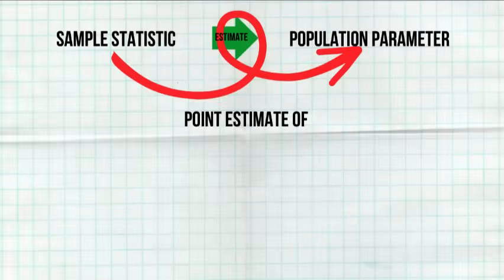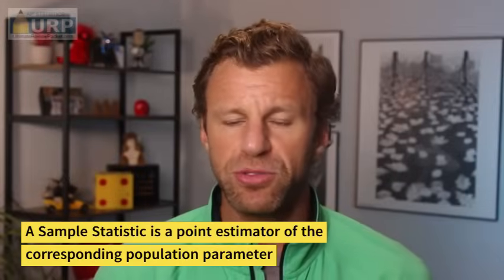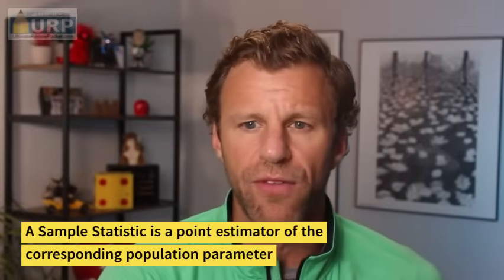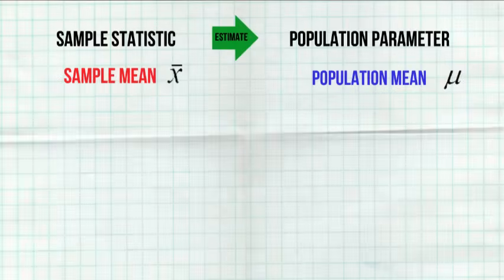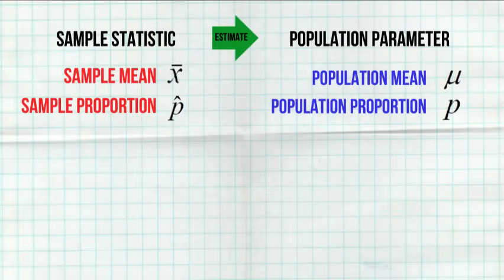Now, every sample statistic is a point estimator of the corresponding population parameter. Think of it like this. A sample statistic should point us to what the population parameter is going to be. So again, that's why a sample statistic is called a point estimate of the population parameter. Now we can actually look at a couple examples here. So for example, a sample mean, x bar, we would hope points us to what the population mean, mu, is. Or a sample proportion p hat will point us to what a population proportion p is.